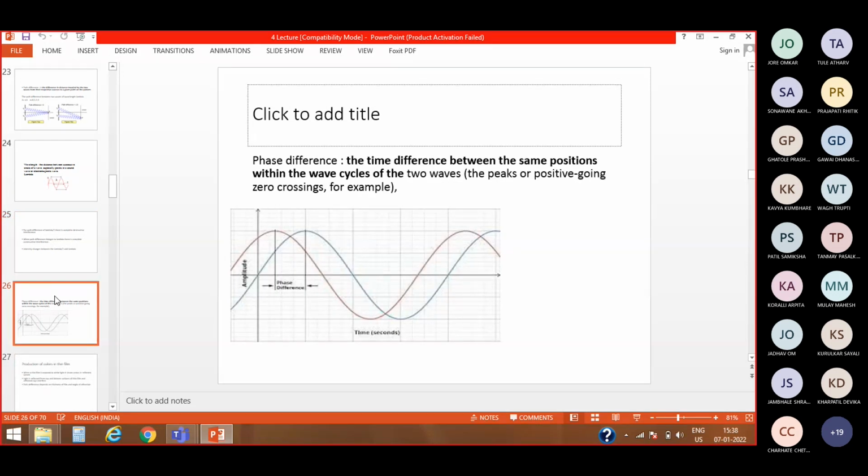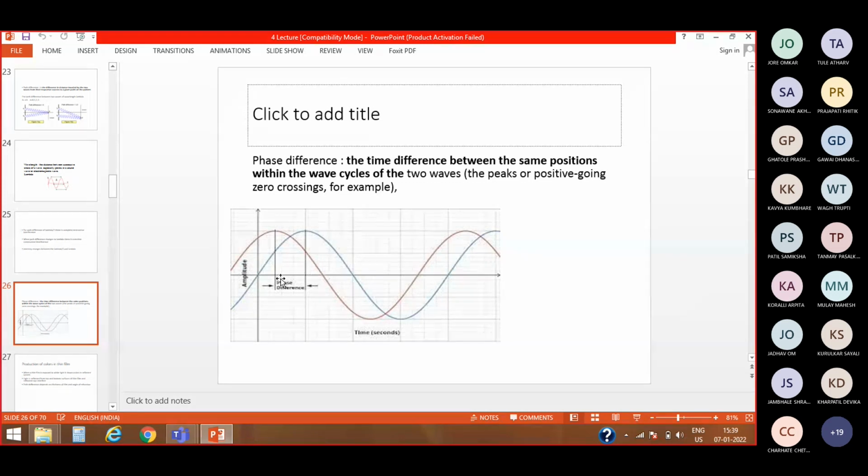Now the next point is phase difference. What is phase difference? The time difference between the same positions within the wave cycle of two waves is called the phase difference. So this is one wave, that is S1. This is the point at which this wave is starting. This is one wave, and this is another wave having amplitude, and there is some difference. It means the distance between the crest of one wave and the crest of the other wave.